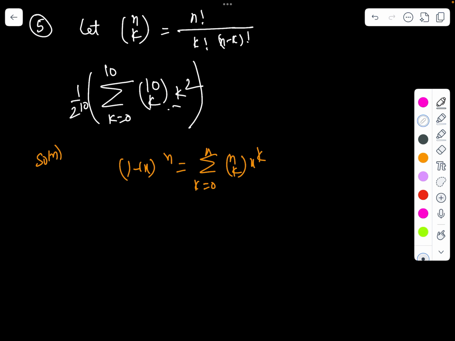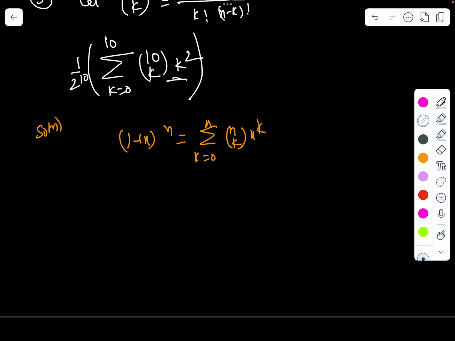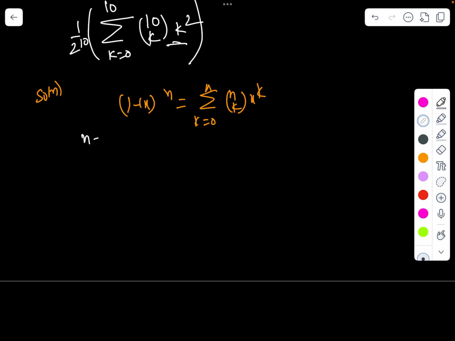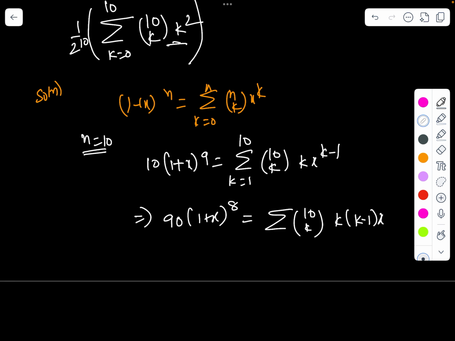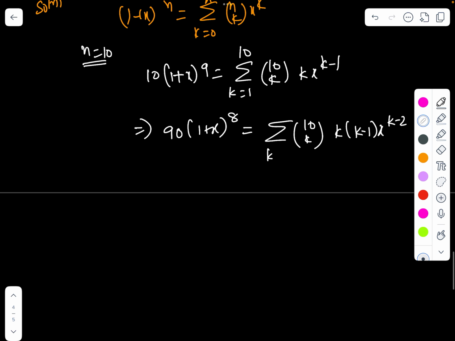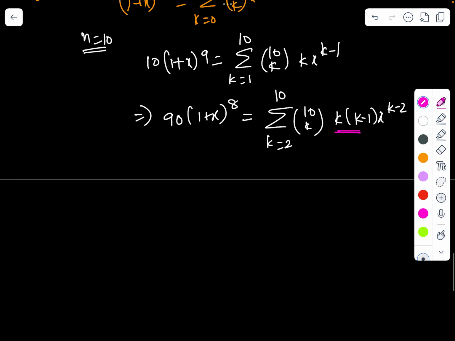So to get k square, I need to differentiate it twice, right? Here particularly I am putting n as 10. If I differentiate once, I'll get 10 (1 plus x) to the power 9 is the sum of 10 choose k x to the power k minus 1, and k goes from 1 to 10. We can move further. We will get 90 (1 plus x) to the power 8 is the sum of 10 choose k times k (k minus 1) x to the power k minus 2, right? And k still values from 2 to 10. Remember k starts from 2 now because otherwise we can't define it with negative.